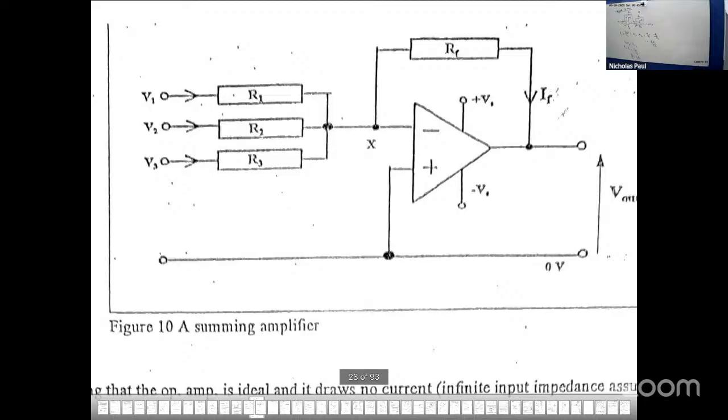Okay? So the subheading for this one is summing amplifier. Right here for those who have had trouble spelling it.